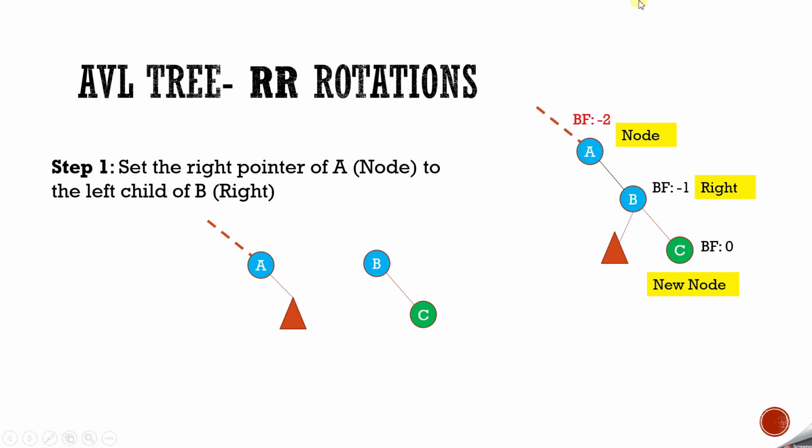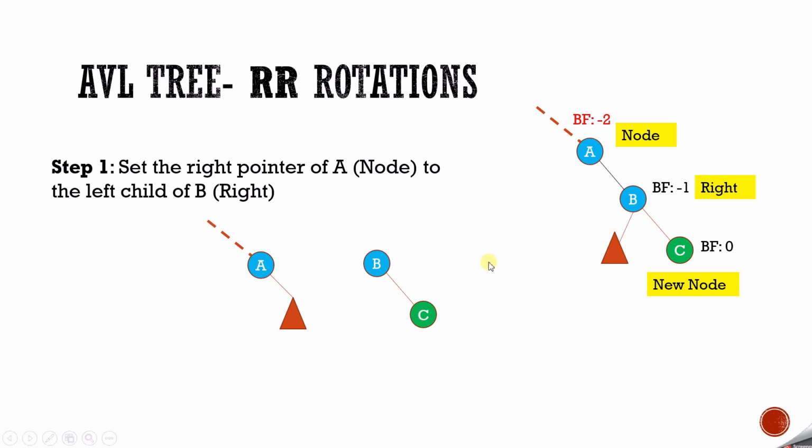Now, similar to LL rotation, to implement this we take some variables. We define the node where the balancing factor is -2 and term it as node. Its right subtree is right, and the new node that I'm adding is new node. In the same way, B can have a left subtree. It may be there, it may not be there, but let us assume that a left subtree is there. It may be null also.